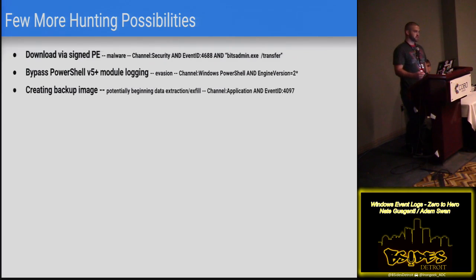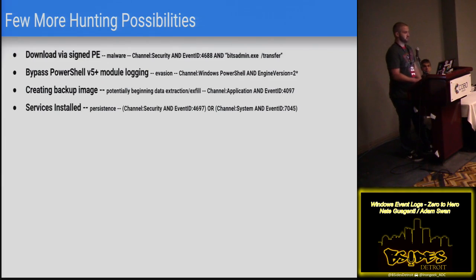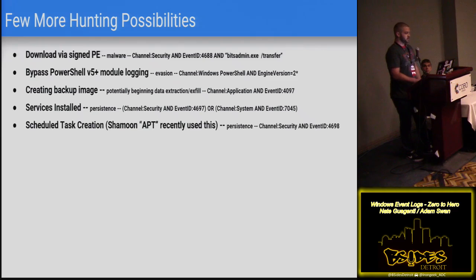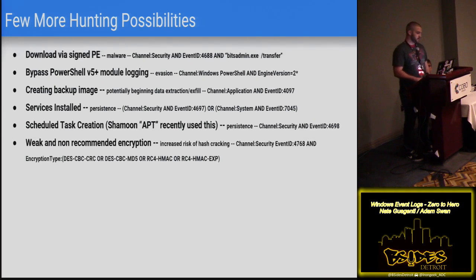Creating backup images, potential data exfil of some sort, can be easily detected with an event ID in the application log. Services installed is persistence. APT28 had one recently where they installed it as Google something. That was an easy win. Scheduled tasks, Adam talked about, but the Shamoon APT had a wiper for some oil companies in the Middle East. That's a super easy win. Then you're looking for Kerberos and other hash cracking. If it's already enabled, what do you do? You can monitor for the different weak encryption types like MD5, RC4, HMAC, etc.